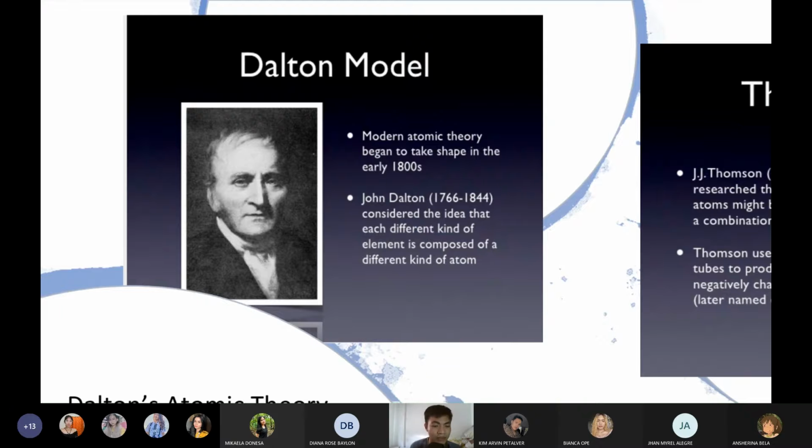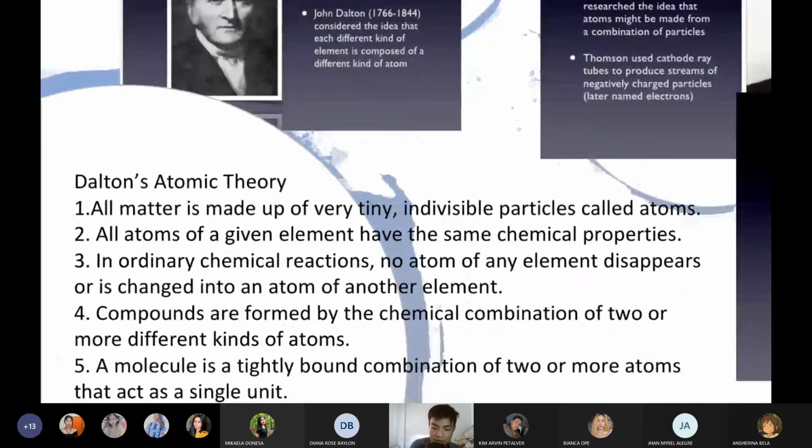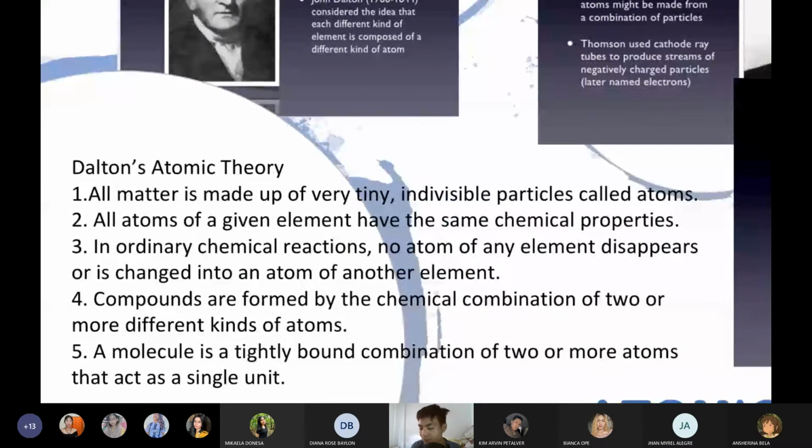Lahat ng sinabi ni Democritus about the atoms ay true according to John Dalton. Hence, he came up with the Dalton atomic theory. Okay? So, parang si Dalton, ano ginawa niya? Verify niya lang yung sinabi ni Democritus. No? Other than verification, in-expand niya pa yung knowledge.